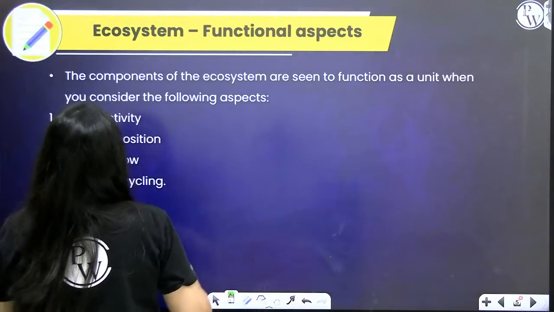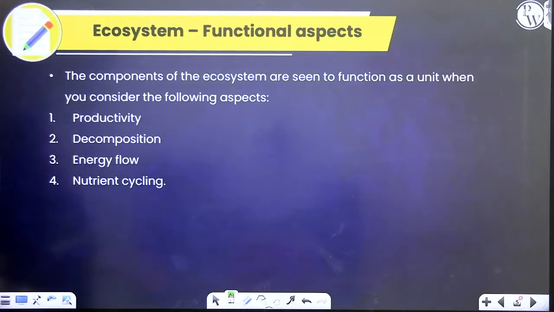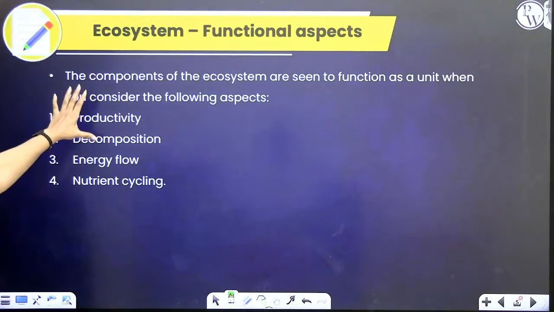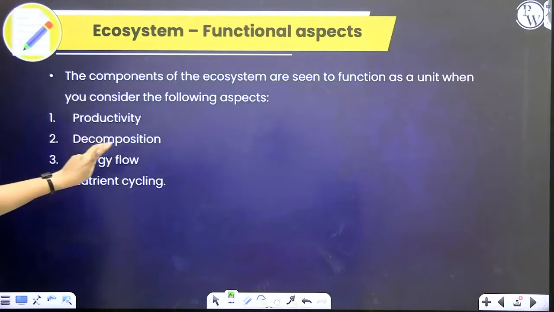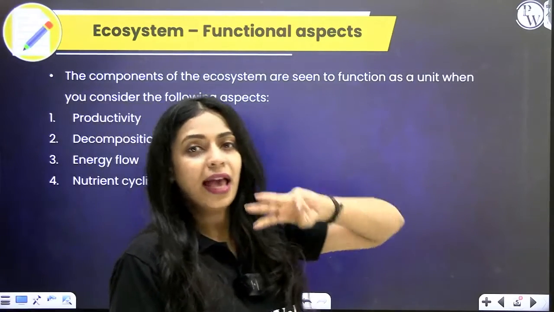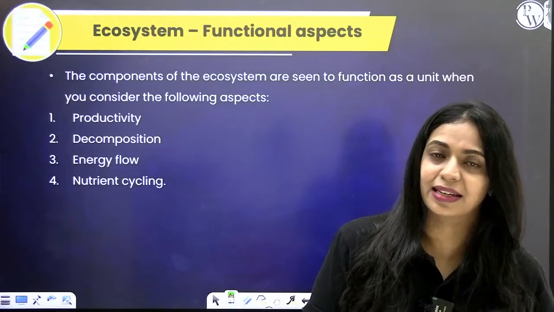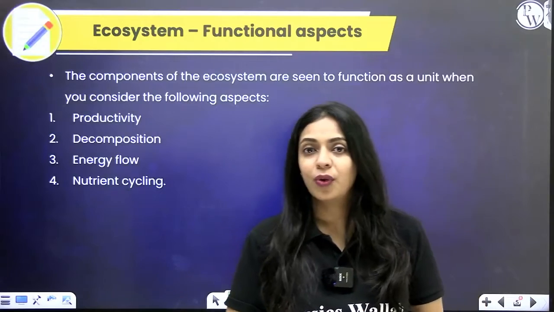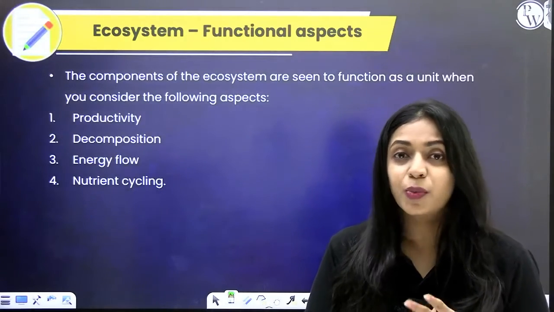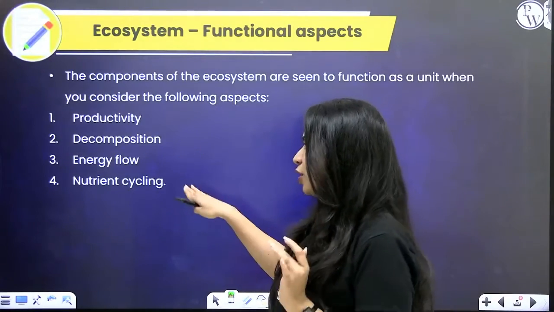So, yeah, the components of an ecosystem are seen to function as a unit when you consider these aspects. What are the aspects? There's productivity, decomposition, energy flow, and nutrient cycling. We are going to learn in detail about three of these.